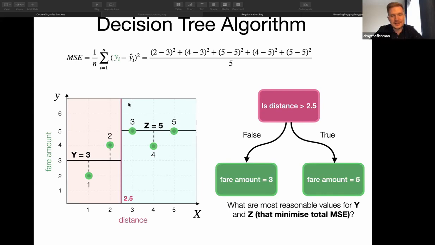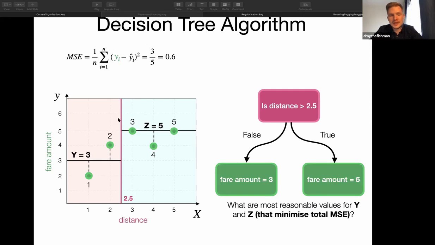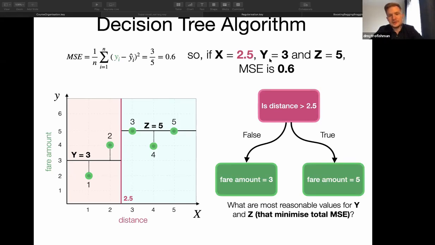If we make it 3, we calculate absolutely the same MSE the same way, but now for both rides that were below 2.5 kilometers, we predict $3 instead of $4. And instead of 1 MSE, we got 0.6, which means we got a better, more accurate algorithm. So we can say that if x equals 2.5 and y equals 3 and z equals 5, we get a lower MSE, 0.6. Is there a way to improve still?